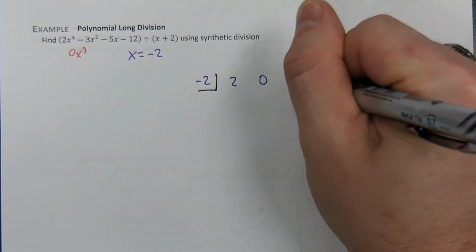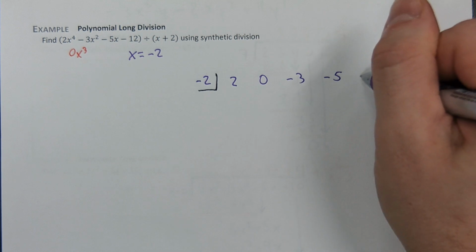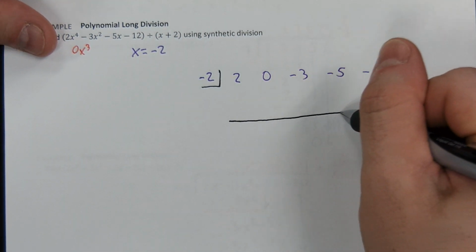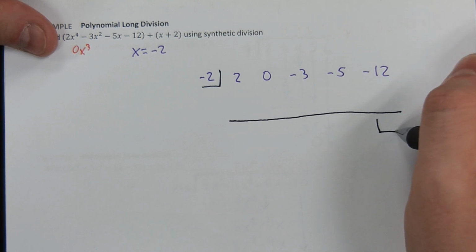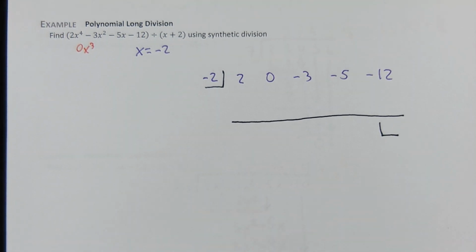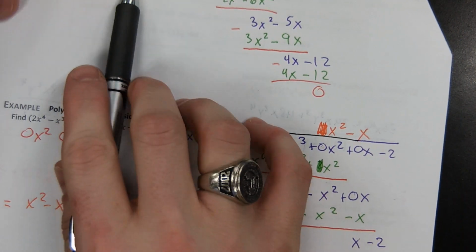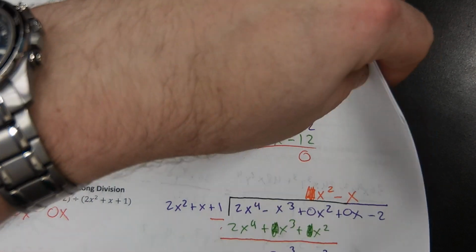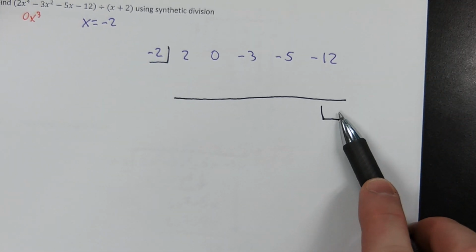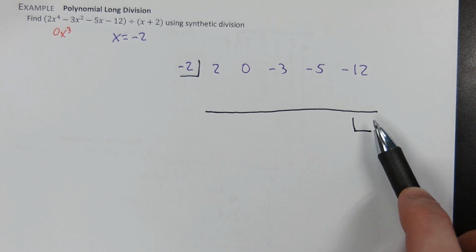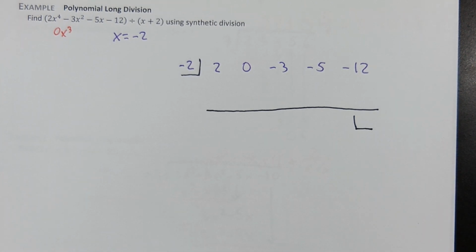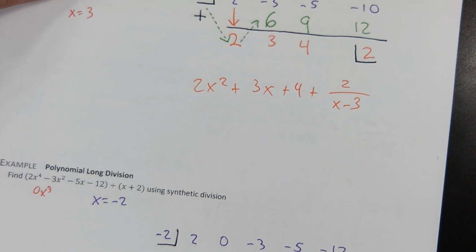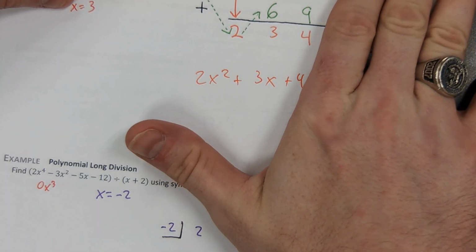Two, 0, -3, -5, -12. Oh, by the way, if we had done synthetic division with this example, because there was no remainder, there would have been a 0 in that box. And this box always encompasses the remainder. Okay? That's why it's there. So if the remainder is 0, let's just say that there was nothing here, the answer would have been that.